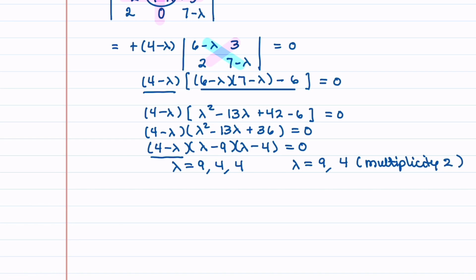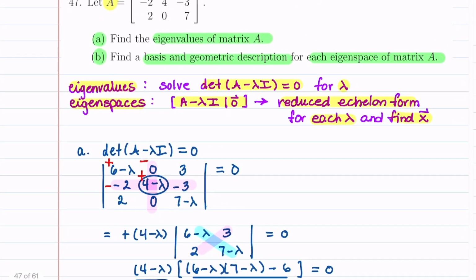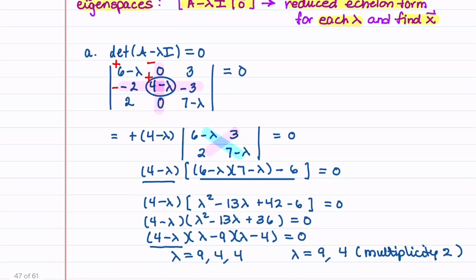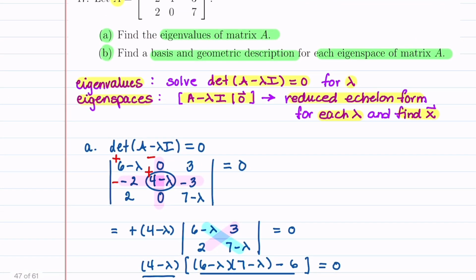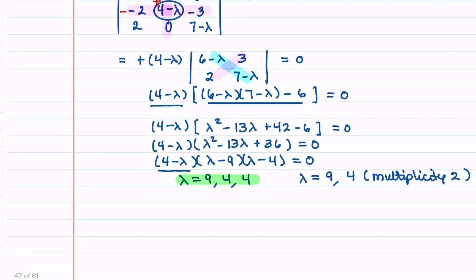Either way is usually fine. Okay, so let's go back up. We found the eigenvalues of matrix A. So let's go ahead and highlight these. We have 9, 4, and 4. Now what we have to do is find a basis and geometric description for each eigenspace of matrix A.